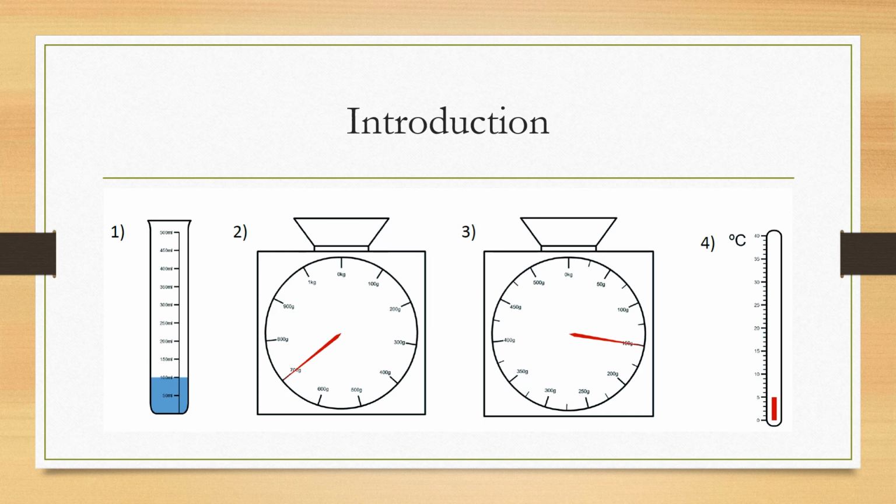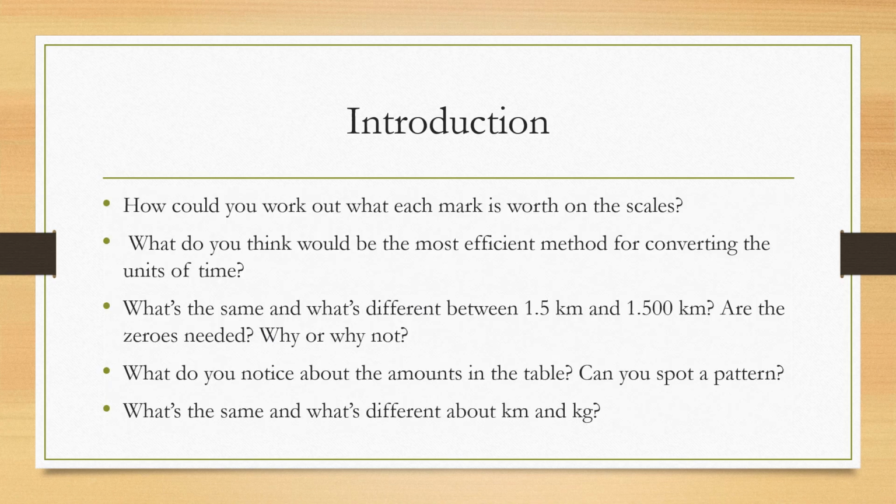So have a look at these, and see if you can use the photos to help answer the questions on the next page. So how could you work out what each mark is worth on the scales? Would you have to count? Would you have to spot a number pattern? What do you think would be the most efficient method for converting the units of time? Is it better in seconds, hours, minutes? What do you think? What's the same and what's different between 1.5 kilometres and 1.500 kilometres? Are the zeros needed? If they are, why are they? If they're not, why aren't they? Have a go, pause the slide, maybe jot some notes down here and see if you were right by the time we've finished the lesson.